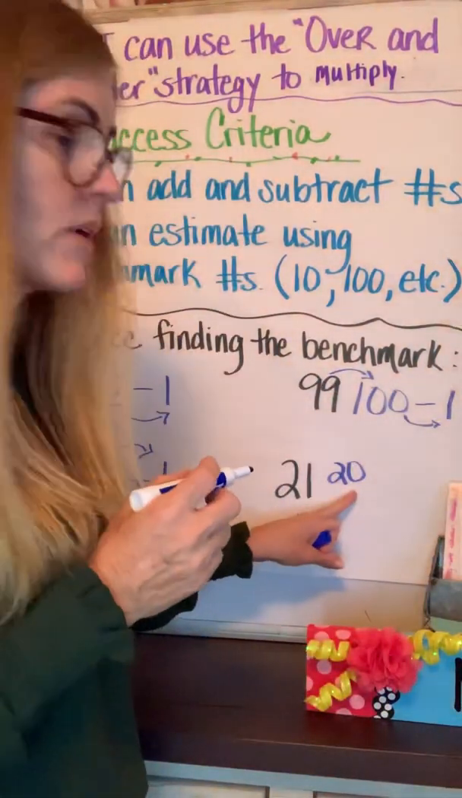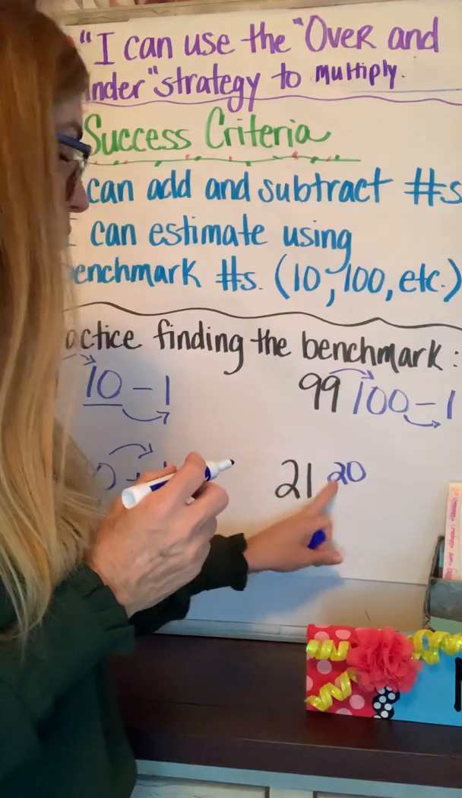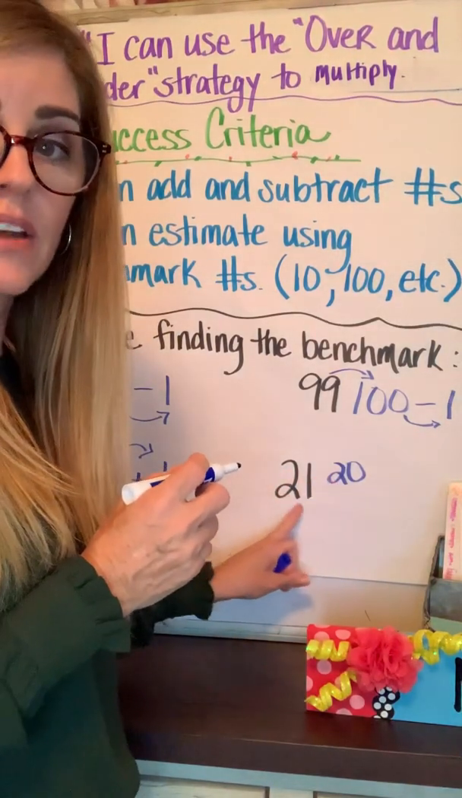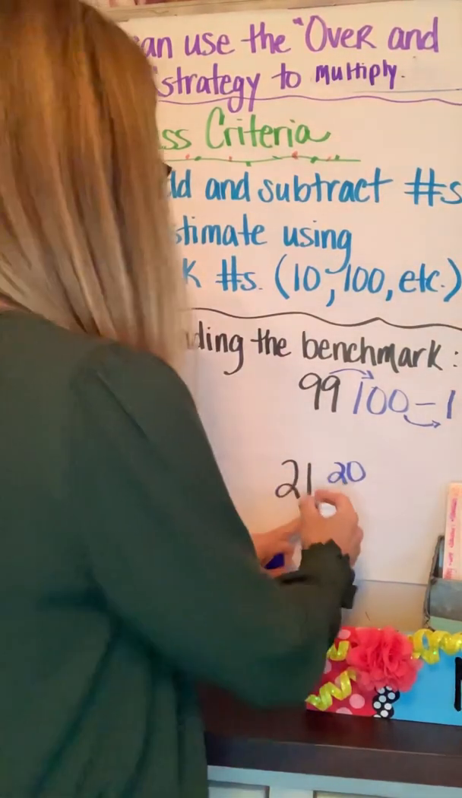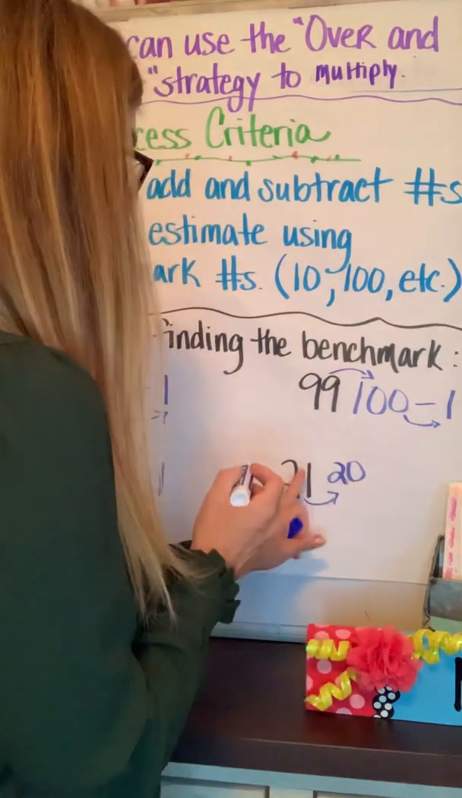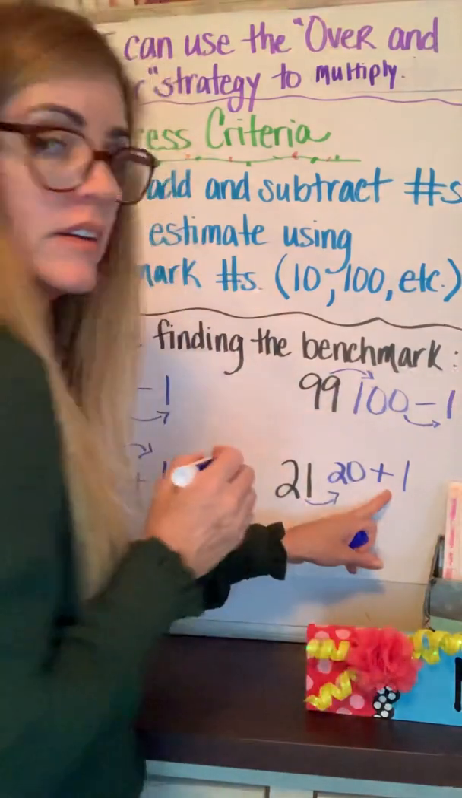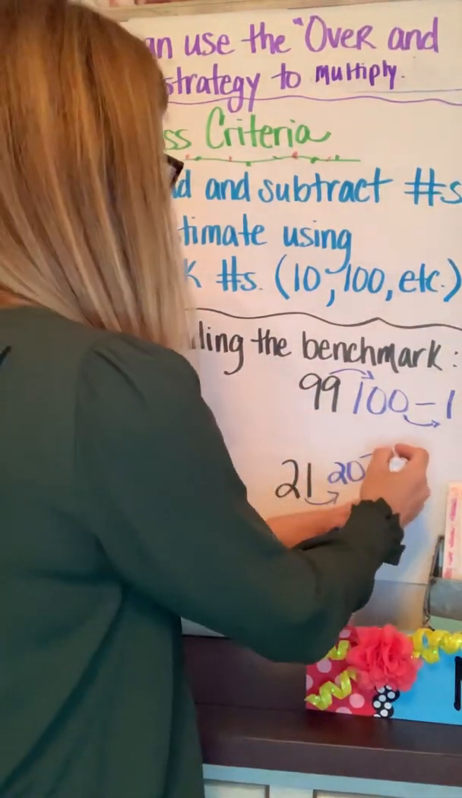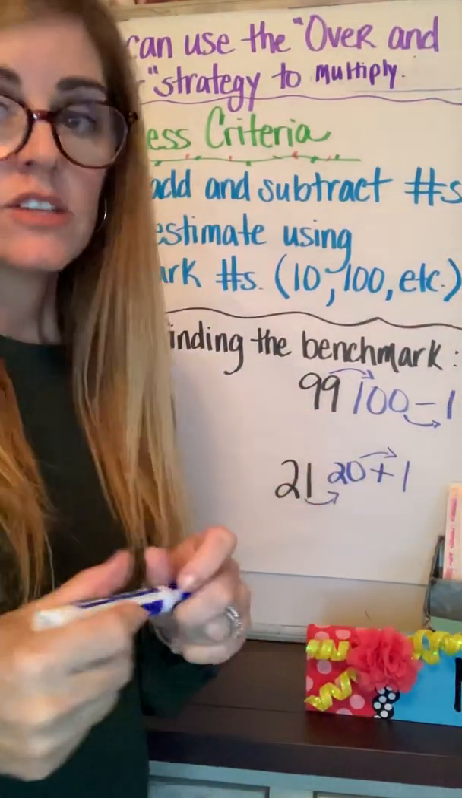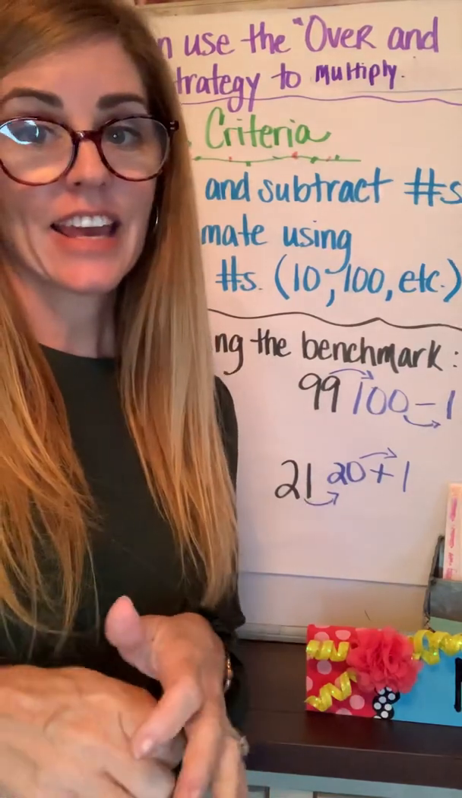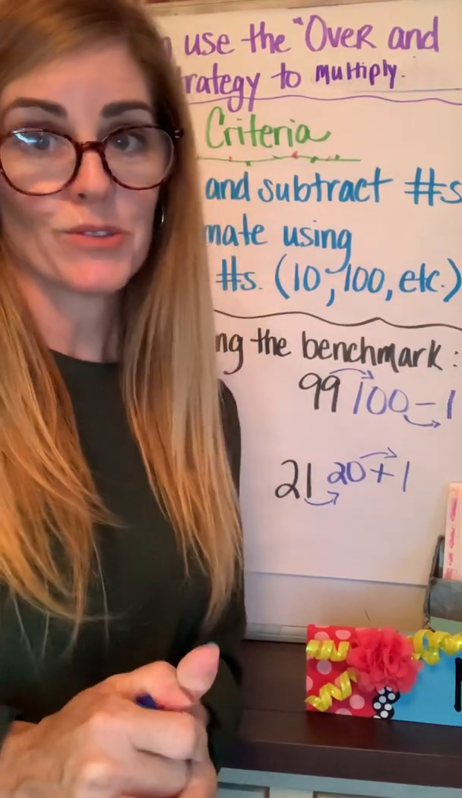Okay? Did I go over the number or did I go under the number? I went under the number, I went down 1, right? So in order to get back to 21, I would have to add 1, okay? So I'd have to go back up 1, okay? So we're gonna be using that strategy today. Again, it's the over and under strategy to multiply.